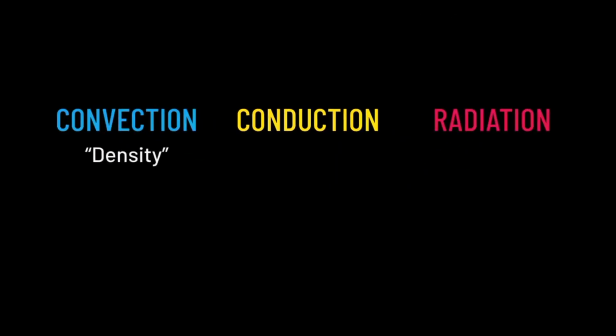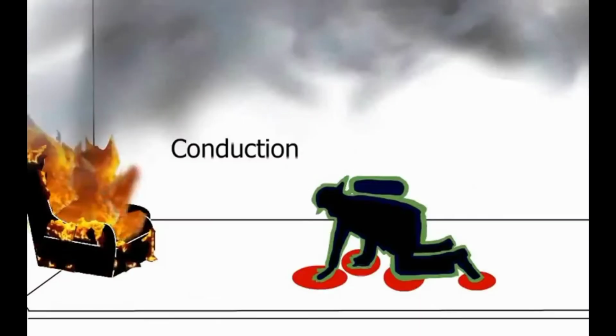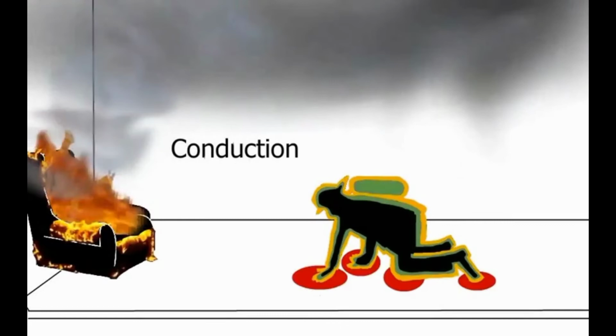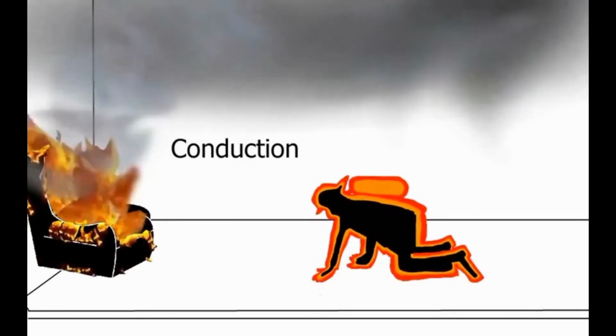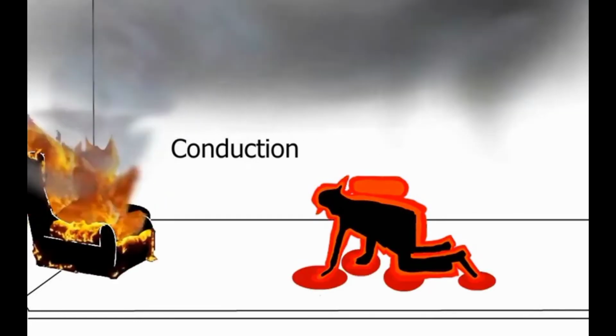For convection, it's going to be density differences. For conduction, it's going to be contact. And for radiation, it's going to be waves. In a fire room, when you touch a hot surface, you get burned. This is an example of heat transfer via conduction.